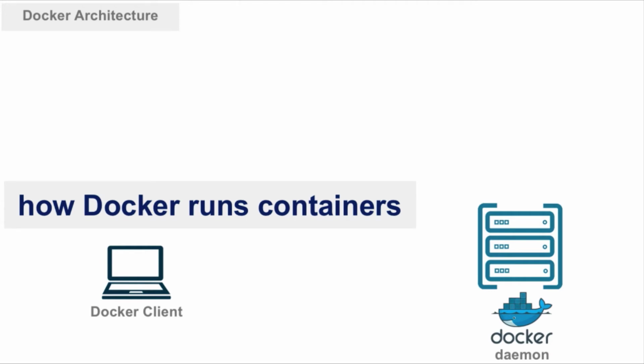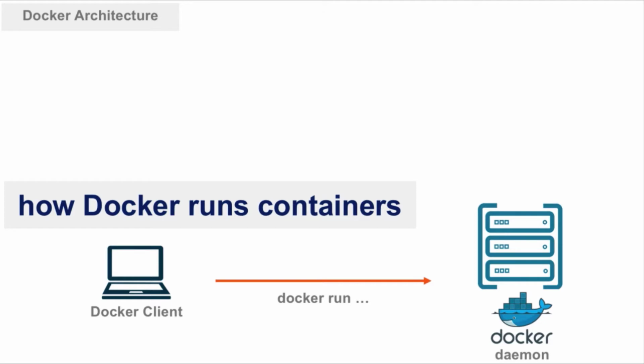How does Docker run containers? I want to show you visually how Docker runs containers. Let's say you have your Docker client and it communicates to the Docker daemon. Daemon is just a Linux way of referring to a background process, just like a Windows service. The Docker client sends a command to the Docker daemon. The Docker daemon would then parse and interpret that command. In this case, the command is docker run, meaning the client wants to run a container.